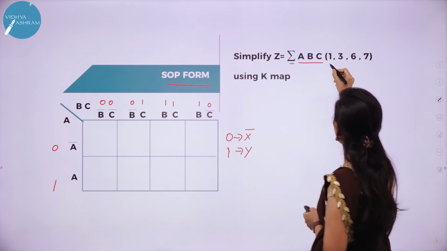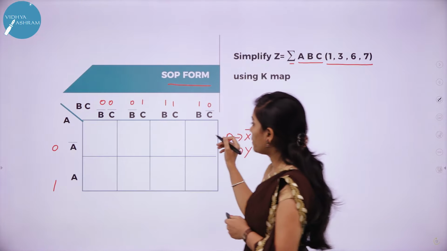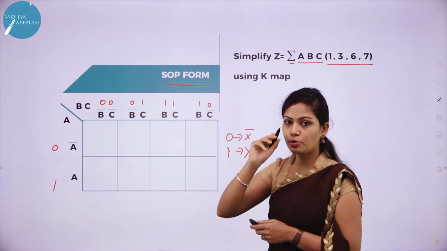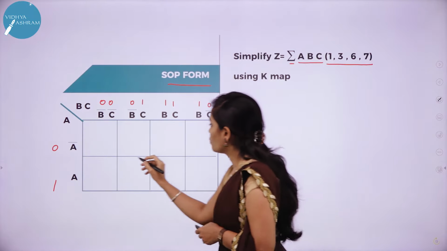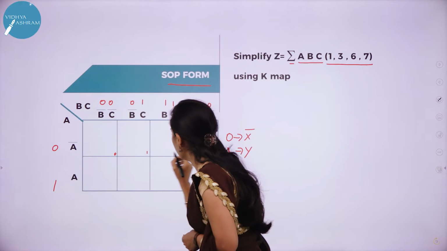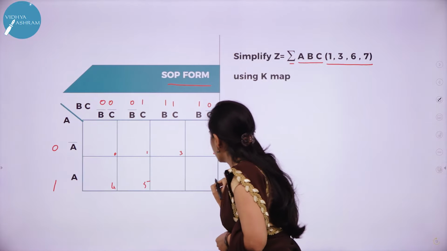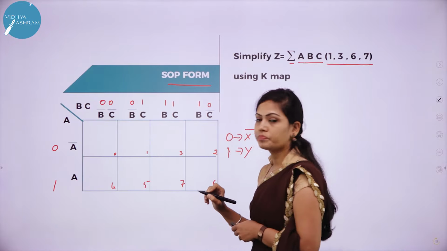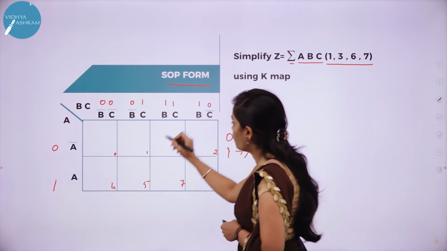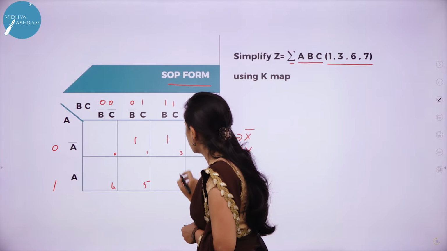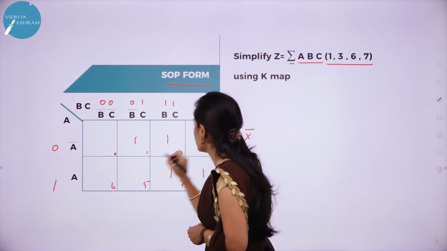So what are these: 1, 3, 6, 7? 1, 3, 6, 7 are in on condition. So in place of 1, 3, 6, 7 you have to put 1. This is sum of products, so I will use only 1. So what is the ordering of this? 0, 1, 2 and 3, 4, 5, 6 and 7. These are in on condition: 1, 3, 6, 7. In place of 1, 3, 6, 7 I will put 1 and the remaining are 0.